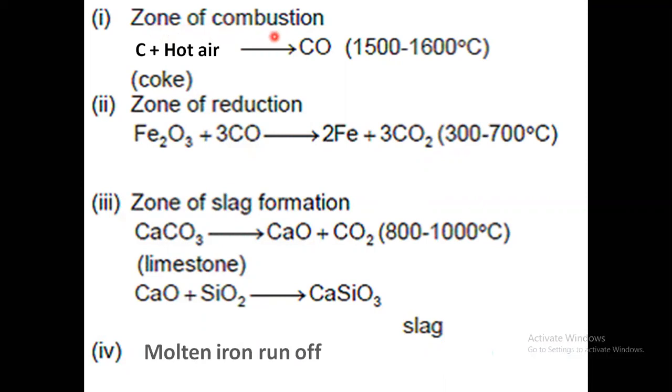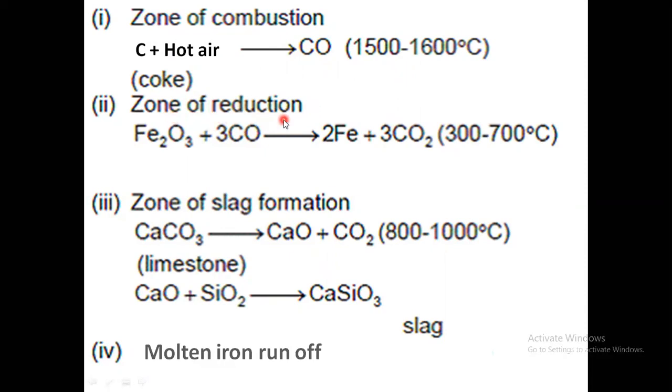In the zone of combustion, you have learned that carbon or coke is burnt in hot air, right? And when carbon or coke is burnt in hot air, it produces carbon monoxide. And by this reaction, the temperature of the blast furnace will increase, right? Through this reaction, a lot of heat energy will be produced, which increases the temperature.